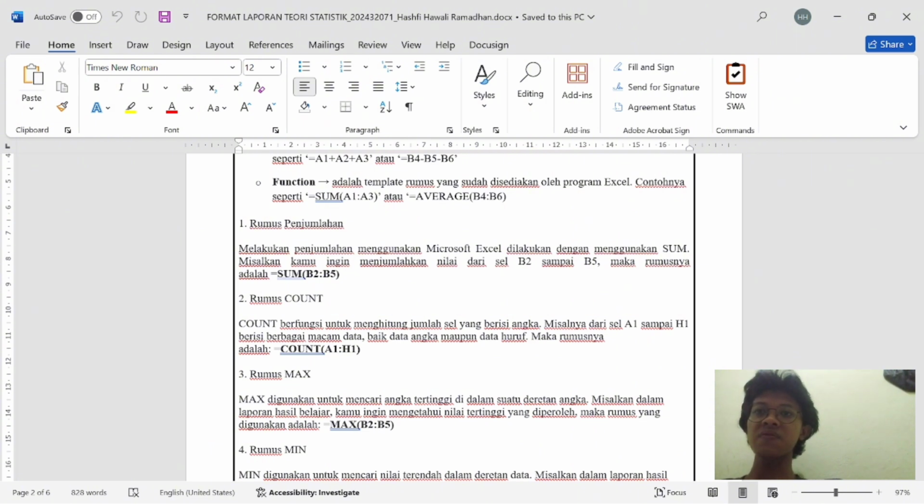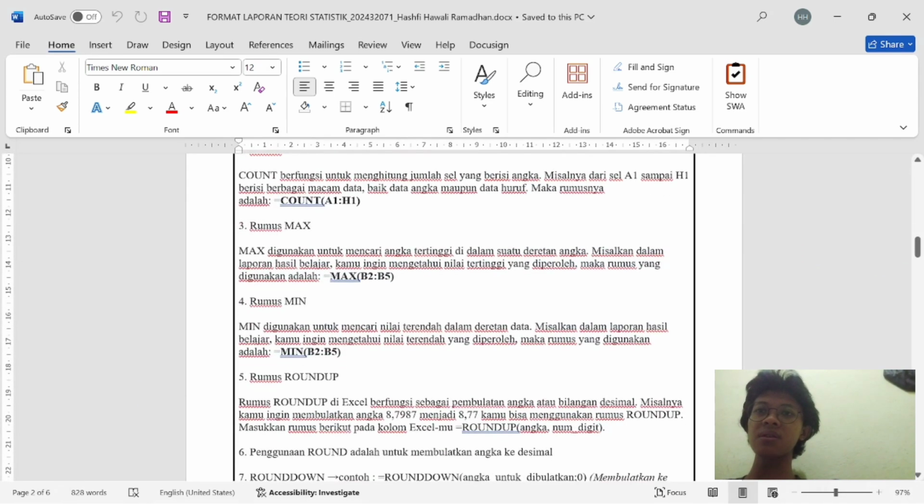2. Count formula. The COUNT function counts how many cells contain numbers. Example: if cells A1 to H1 have different types of data, you can count only the numbers using COUNT. 3. Max formula. The MAX function finds the highest number in a range. Example: if you want to find the highest score in a student report from B2 to B5, use =MAX(B2:B5).